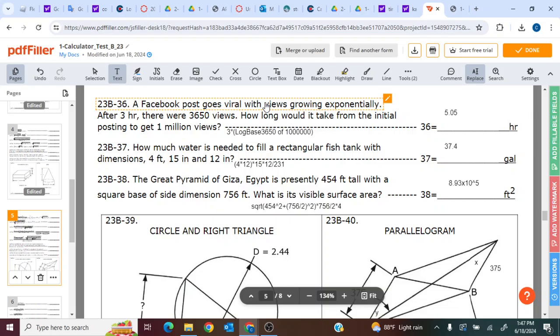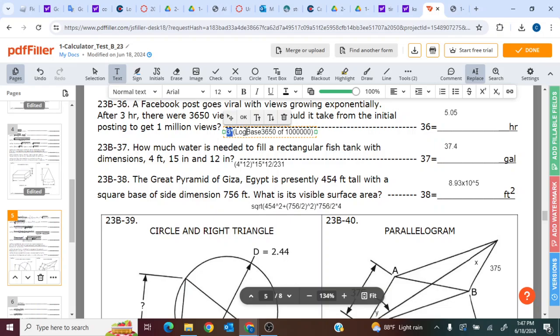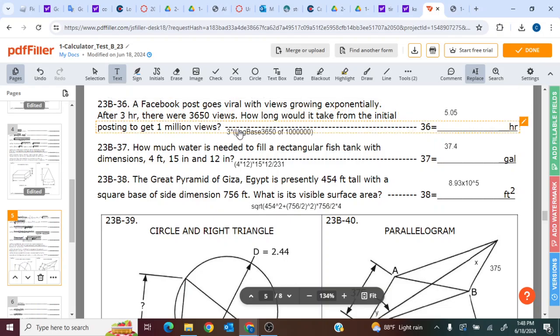Facebook post goes viral with views growing exponentially. After 3 hours, there are that many views. How long would it take from the initial posting to get 1 million? Well, for these exponential growths, what you do is you take log base the original number of the new number that you want to see how long it takes to get to. And then you have to multiply it by how long it took to get to that original base, because log base 3650 of 3650 is 1, and you need to have it be 3 hours instead of just 1 hour. And if you do that, you will get 5.05 hours.